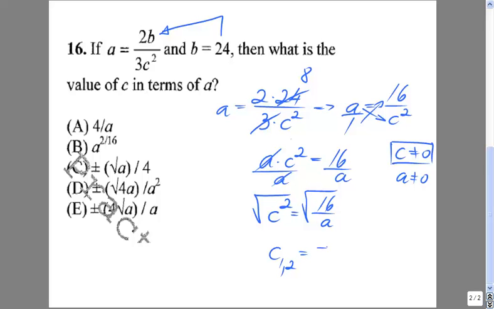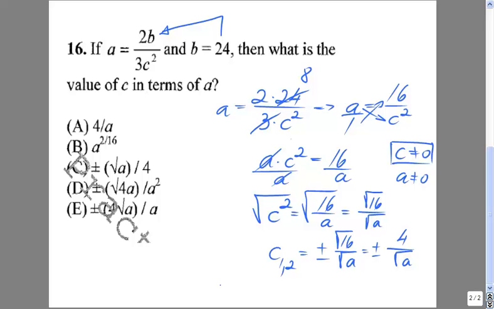Your two roots will be either positive or negative square root of 16 over a, right? This will be square root of 16 over square root of a, right? Because I can rewrite this thing as square root 16 over square root a. This one equals what? Plus, minus. Well, I know square root 16 is 4.